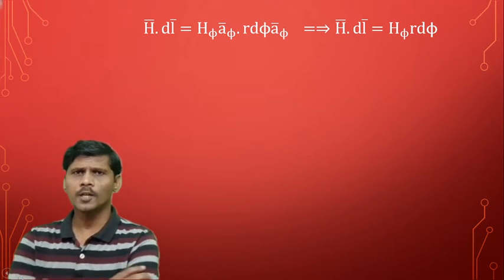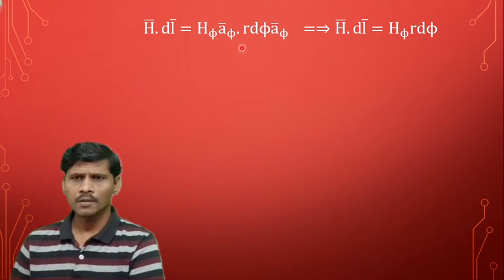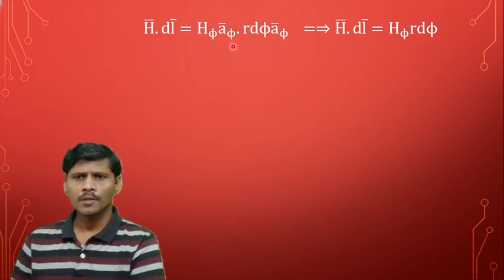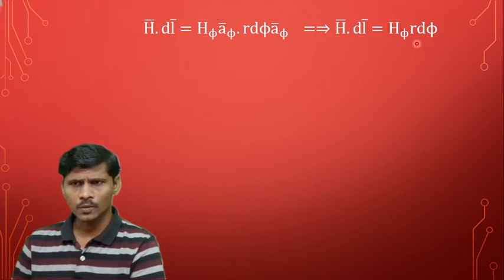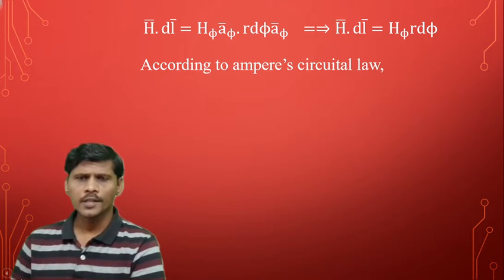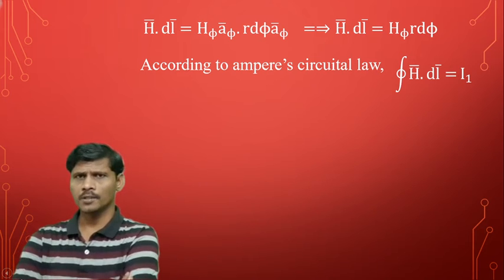So now take the dot product of H bar dot dl bar. H bar is H phi a phi bar dot r d phi a phi bar. We know that a phi bar dot a phi bar is 1, so that is equal to H phi r d phi. According to Ampere's Circuital Law, the closed line integral of H bar dot dl bar is equal to I.